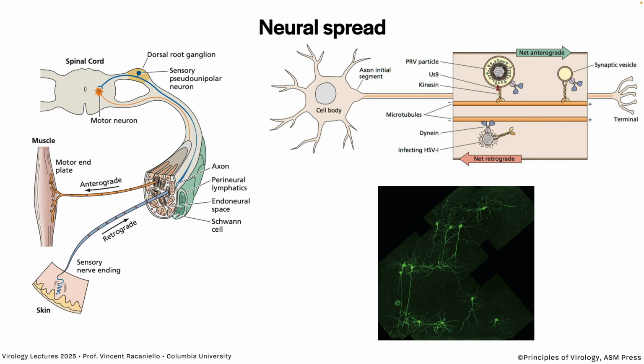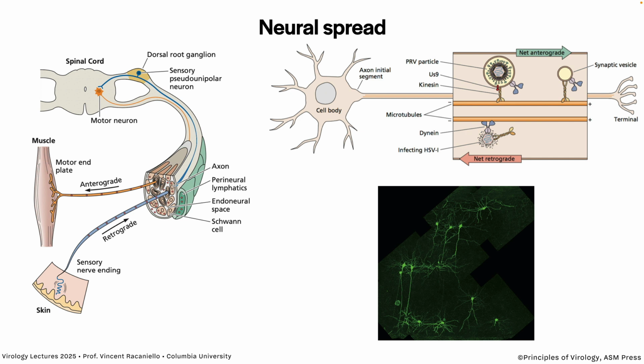Here's a neuron shown here, a cell body, and the termini where synapses occur, right? And within this long axon are microtubule structures that have motor proteins on them. Kinesin and dynein, they go in different directions, and often the virus particles will be moving either away from the cell body or towards it for infection.